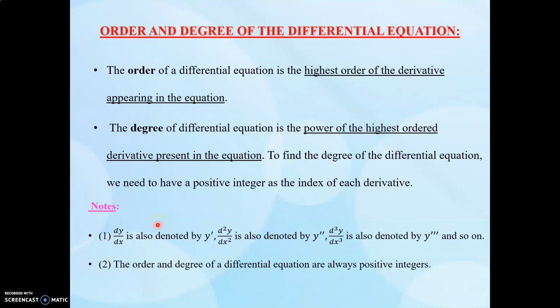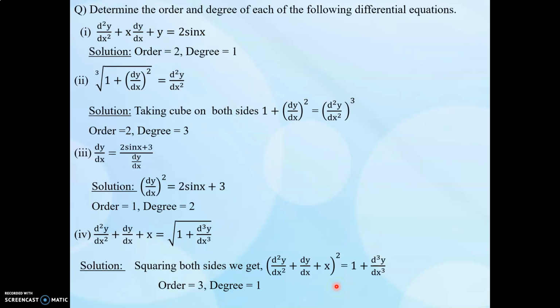Now you understood the concept. Now note, dy upon dx is also denoted by y dash, d square y upon dx square is also denoted by y double dash, d cube y upon dx cube is also denoted by y triple dash, and so on. So the order and degree of a differential equation are always positive integers. Now some questions based on this one.